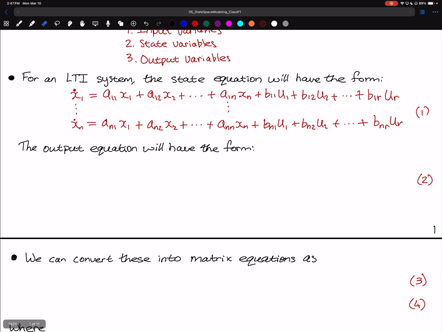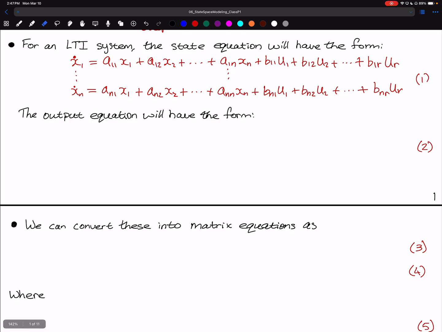Okay, our output equation is going to have a similar form. This is going to be output y1 equal to some c11 times x1 plus c12 times x2 plus dot dot dot plus c1n xn. So this is our output variable y1 being dependent on all of the different state variables.